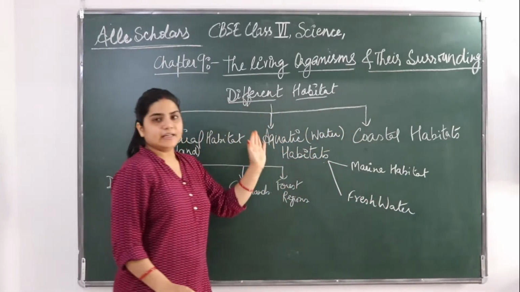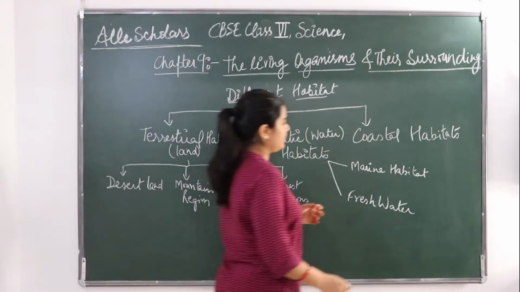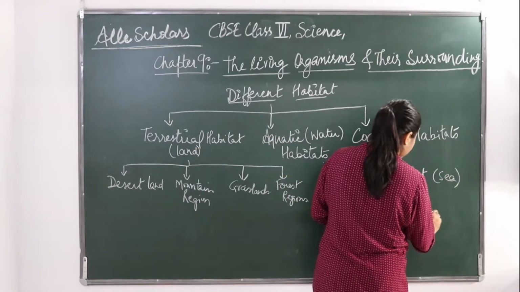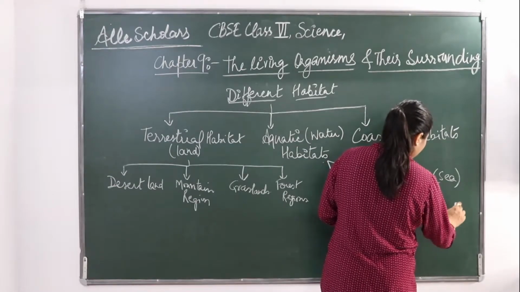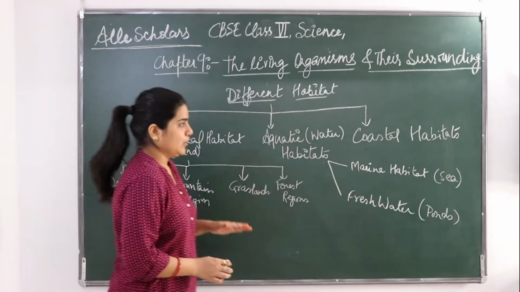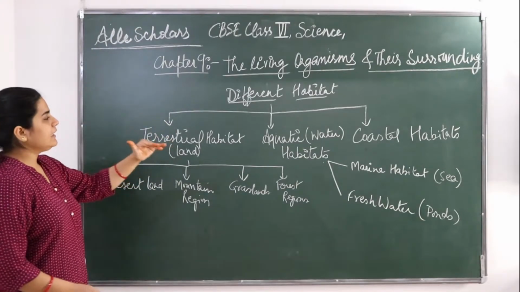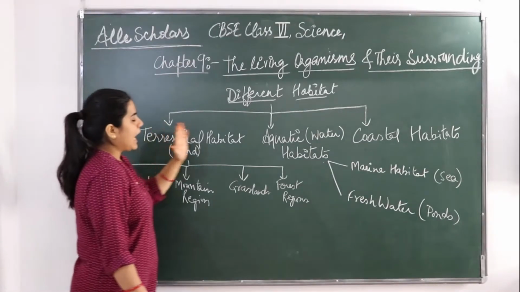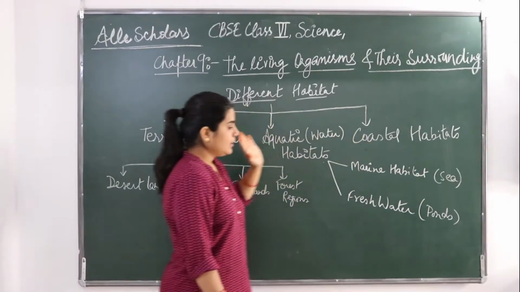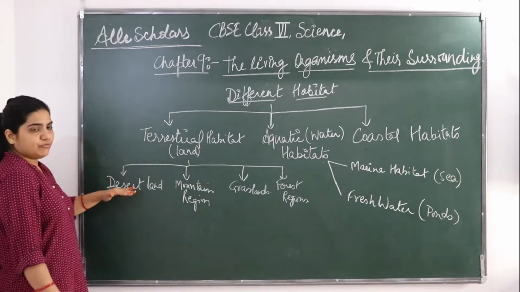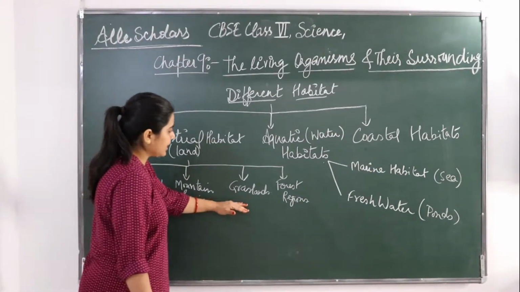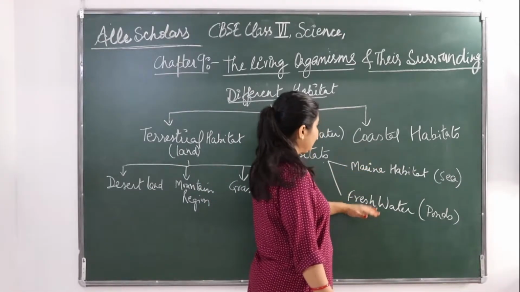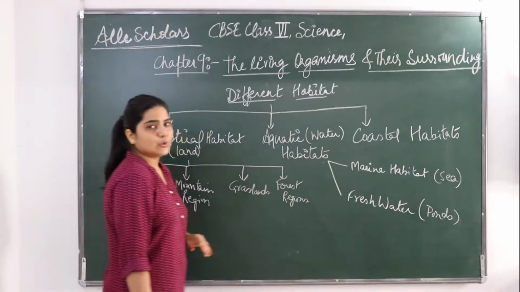Okay, so marine habitat, sea water and all can be a marine habitat. Fresh water is going to be ponds, lakes and all. These are going to be fresh water. So habitat can be categorized in 3 categories: terrestrial, aquatic and coastal. If you divide terrestrial, it will be of 4 types: desert land, mountain, grassland, forest. Aquatic are of 2 types: marine and fresh water, and the third is the coastal habitats.